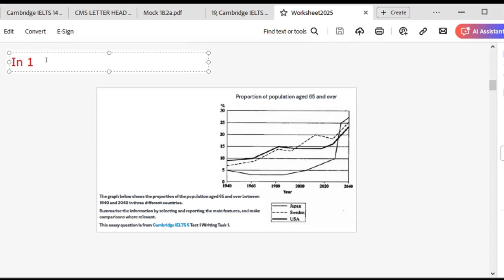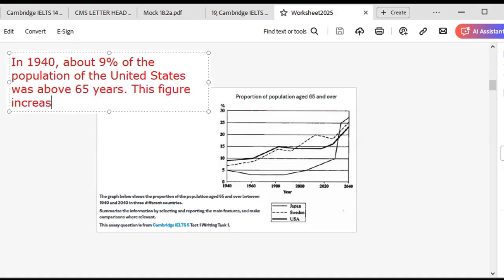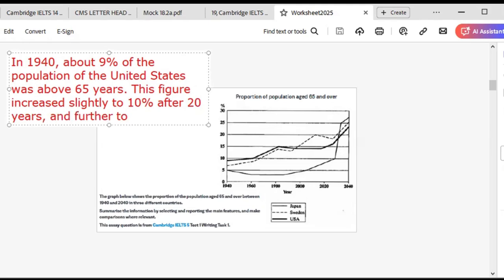In 1940, about 9% of the population of the United States was what? Was above what? 65 years. This figure, full stop, notice I put full stop there. This figure increased slightly to 10% after 20 years. And further to what? 15% in what? In 1980.